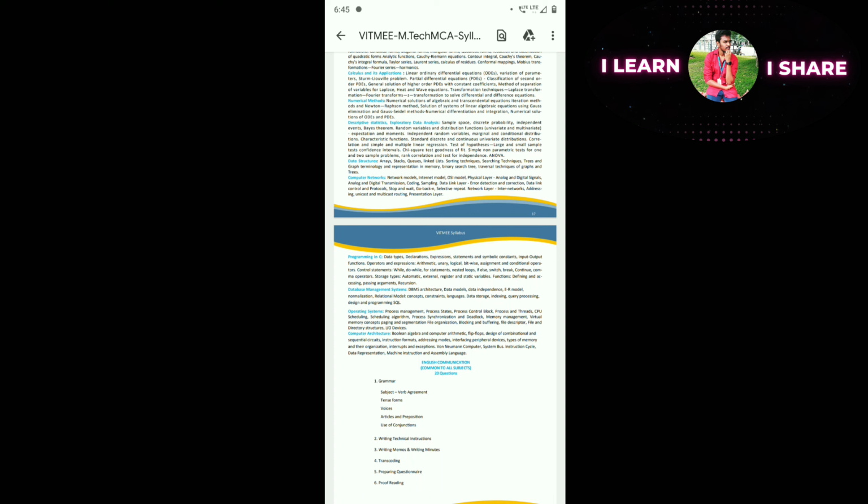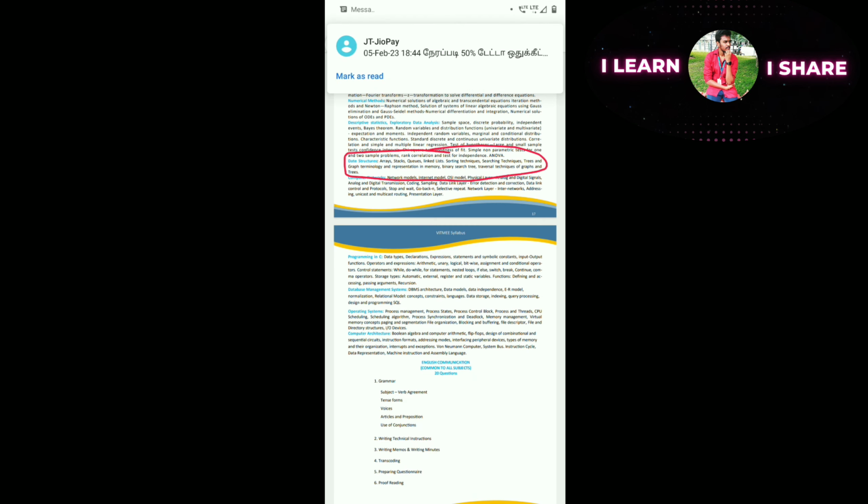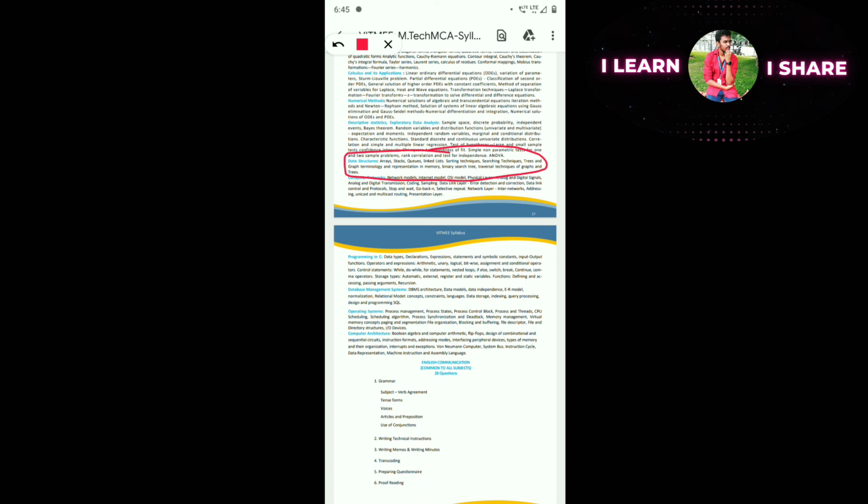So next one, basically in computer science you can study data structures. This is very, very important. If you see array, stack, queue, these are all very, very important topics.